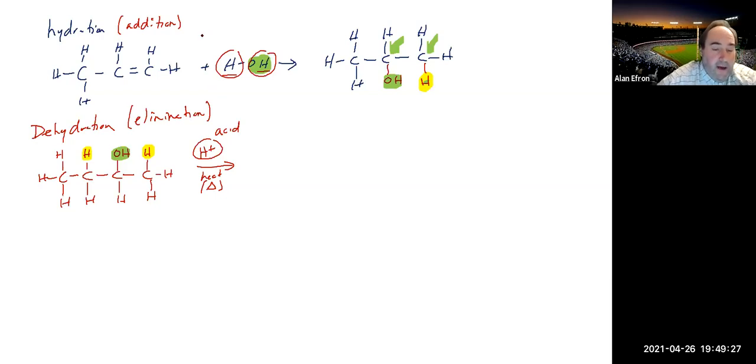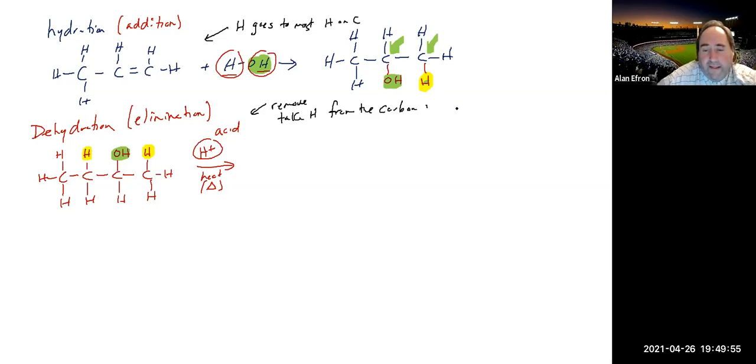And the choice is basically the opposite of how it goes on. If you remember, how it goes on is the hydrogen goes to the carbon with the most hydrogens. When we remove it, we take the hydrogen from the carbon with the least number of hydrogens. So it's sort of opposite, which kind of makes sense. We put the hydrogen on the one with the most.